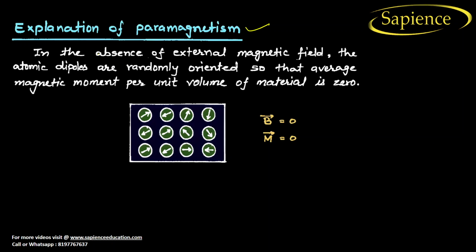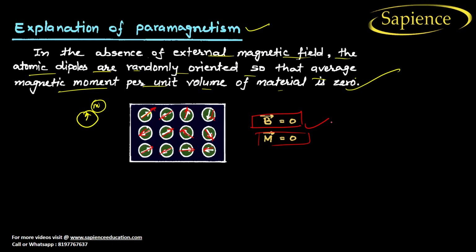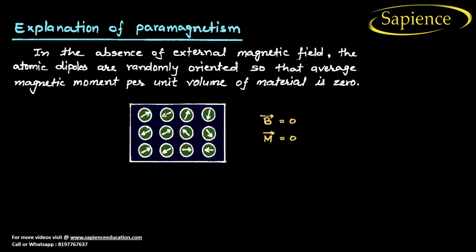Now, explanation for paramagnetism. See, in the absence of an external magnetic field, what happens? The atomic dipoles are randomly oriented, so the average magnetic moment per unit volume of material is zero. See, if you take a particular atom, it will have a magnetic dipole moment. But you will find its orientation in this direction. So what exactly happens? They will cancel each other due to different orientation. So net, you will find net magnetic moment is zero. Net magnetic field strength is also zero. Okay. But if you consider an individual atom, you will find a net magnetic moment is there.